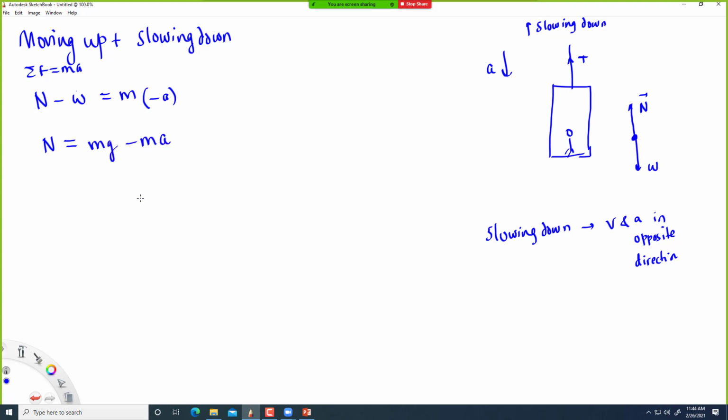So you see the actual weight of the person is mg, but this normal force is less than mg because you have to subtract this thing from mg. So you get less than mg. That means N is less than the actual weight, meaning you will feel lighter. The person will feel lighter in this case when it's moving up and slowing down.